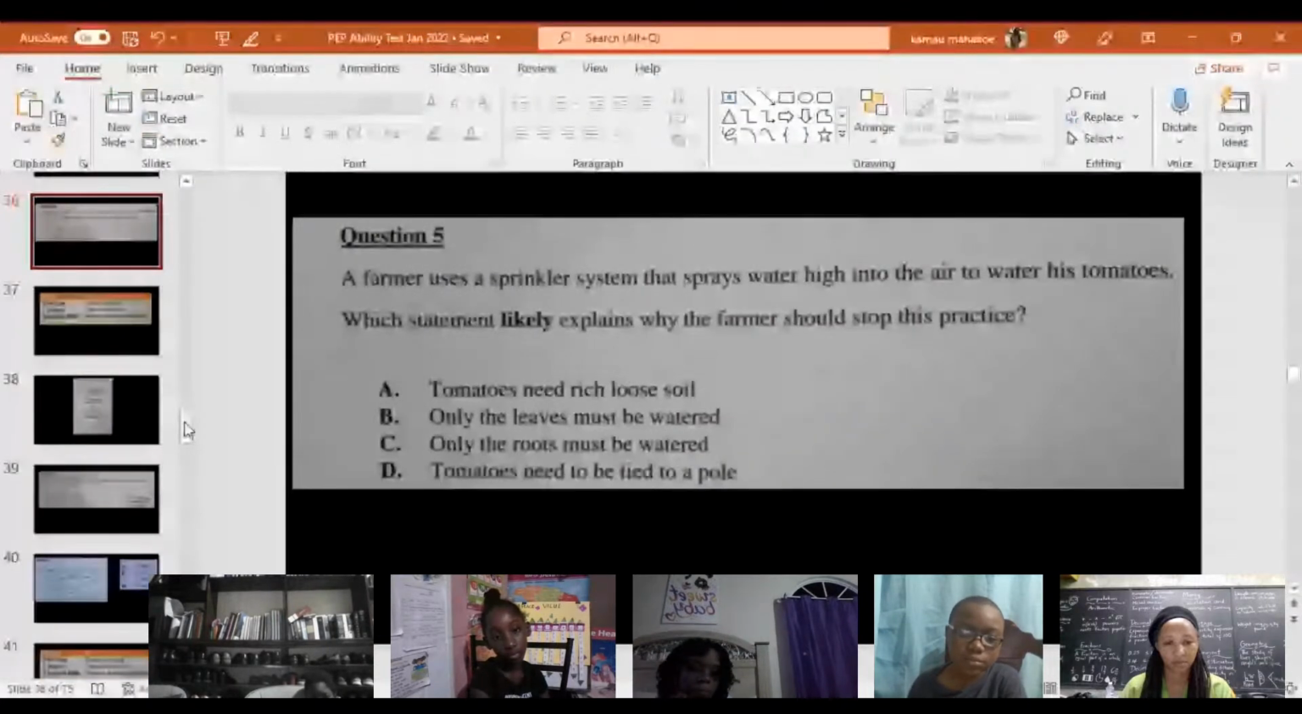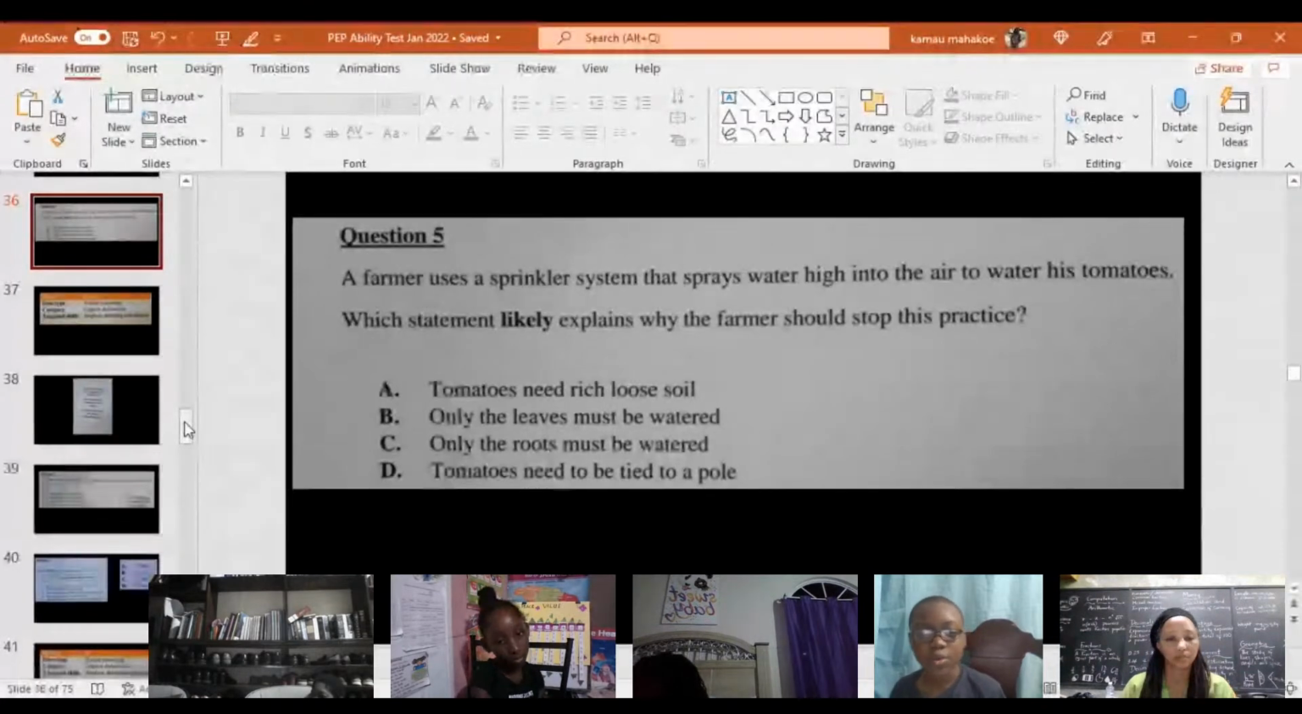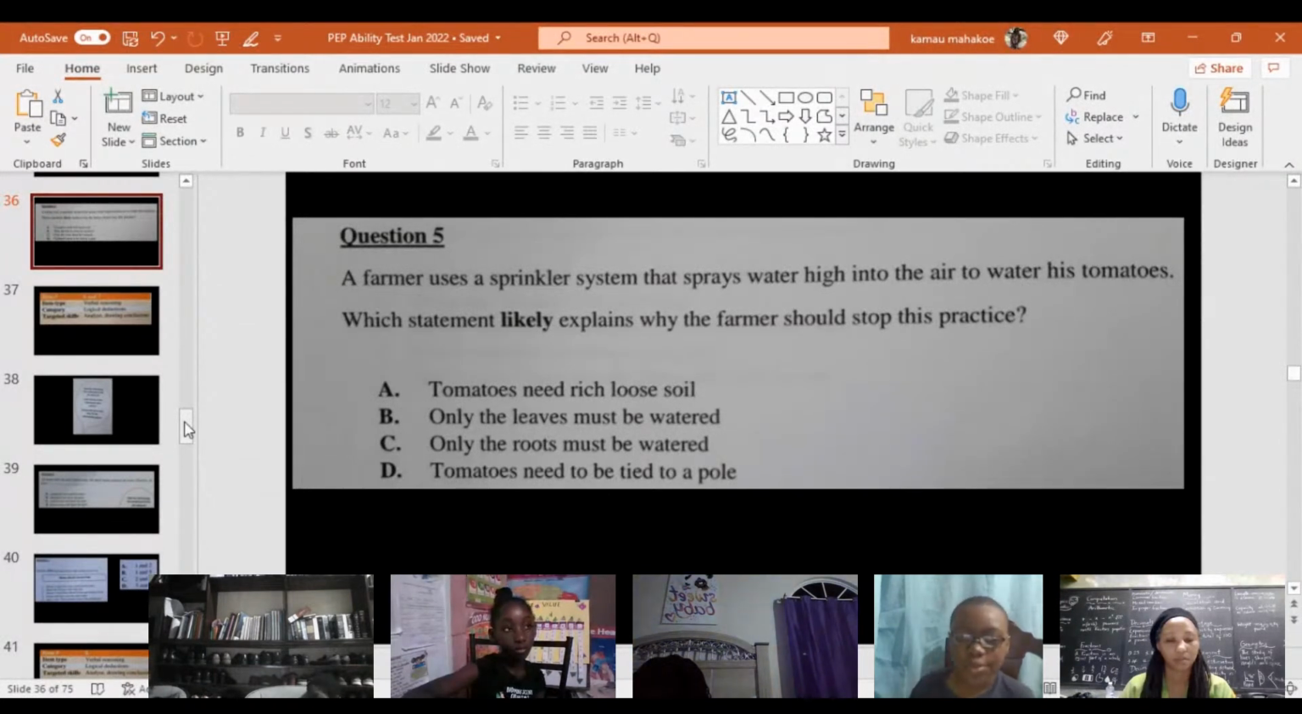Question 5. A farmer uses a sprinkler system that sprays water high into the air to water his tomatoes. Which statement likely explains why the farmer should stop this practice? A. Tomatoes need rich, loose soil. B. Only the leaves must be watered. C. Only the roots must be watered. And D. Tomatoes need to be tied to a pole.